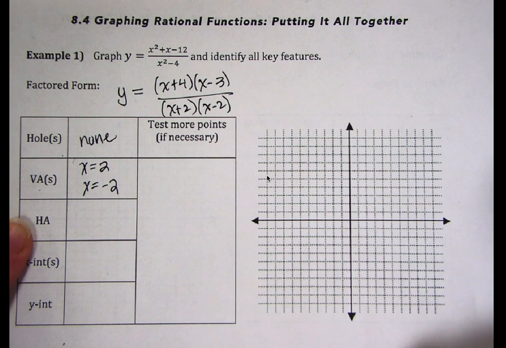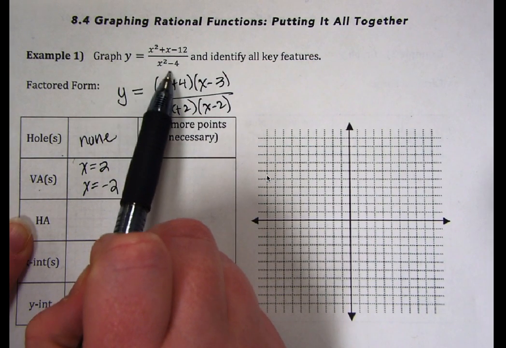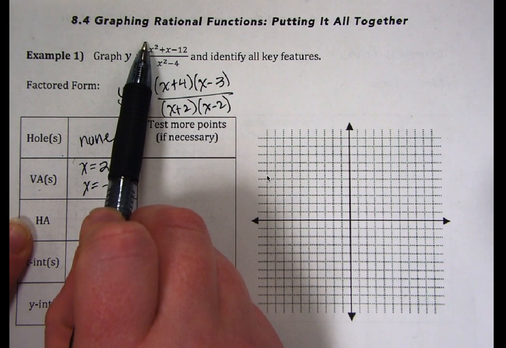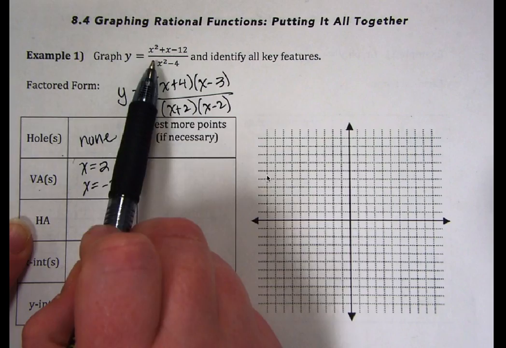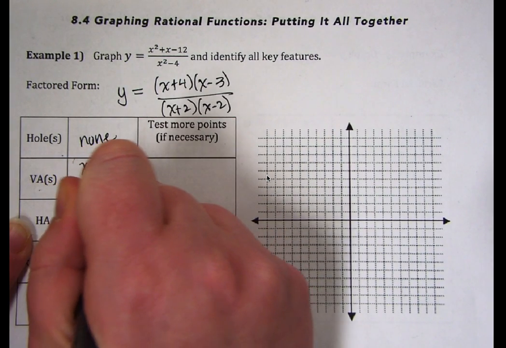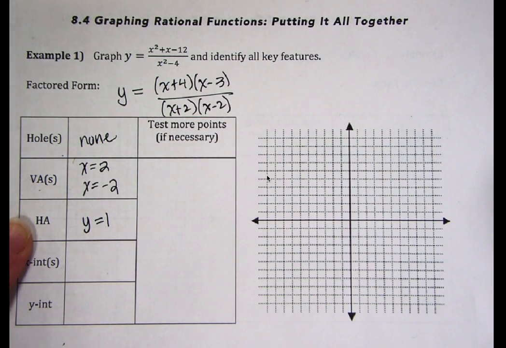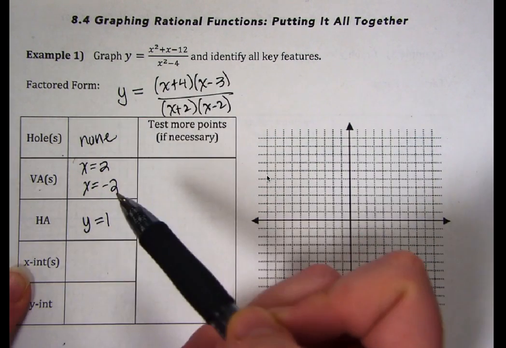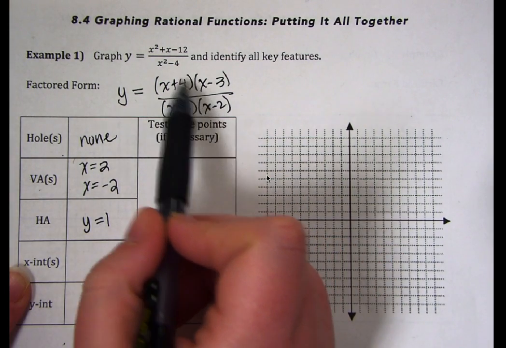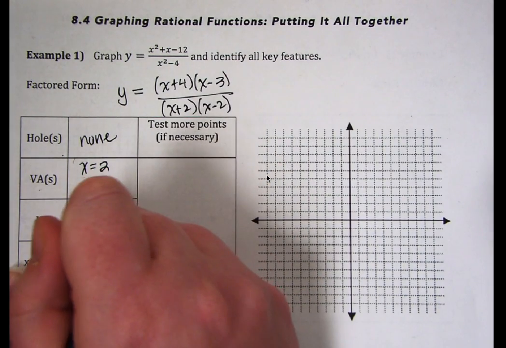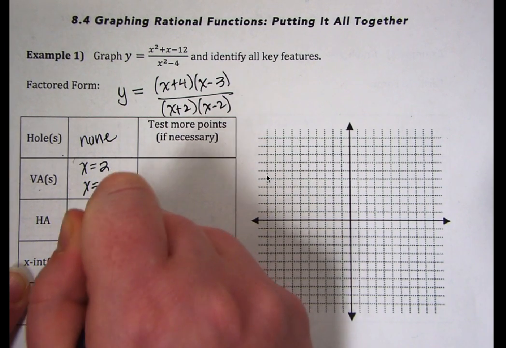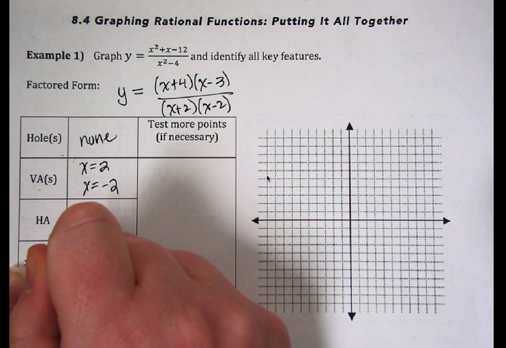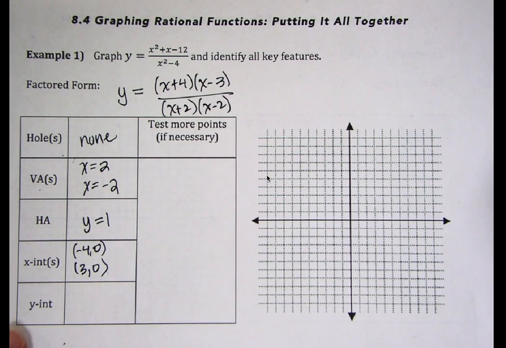Horizontal asymptote is where we look at the different cases. So in this case, exponents are the same, so we're going to divide the coefficients. So 1x squared over 1x squared, our horizontal asymptote is at y equals 1. X-intercepts occur when there are roots or factors in the numerator. So x plus 4 equals 0, so we're going to have an x-intercept at negative 4, 0. And then x minus 3 equals 0, we're going to have another x-intercept at 3, 0.